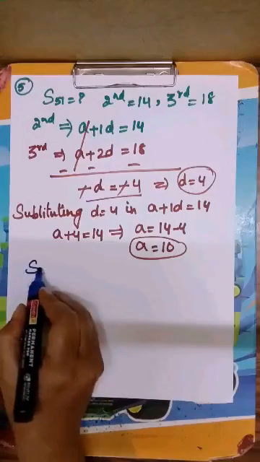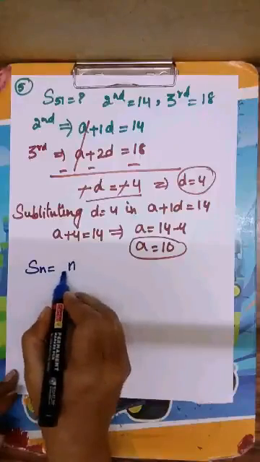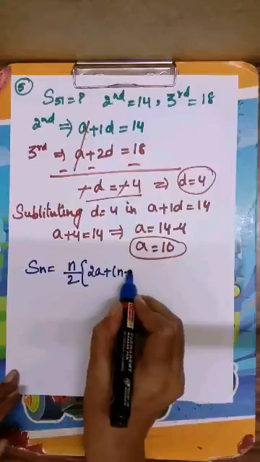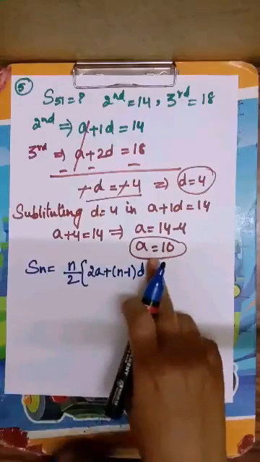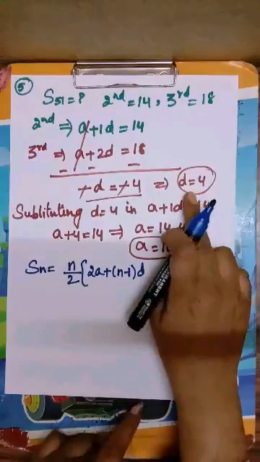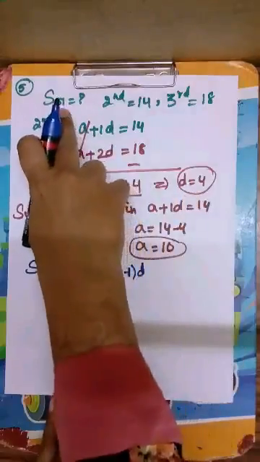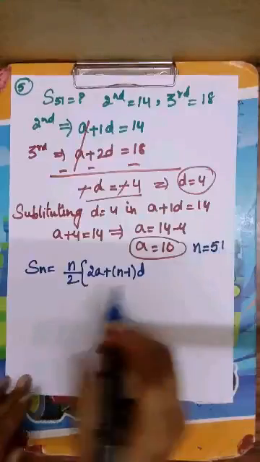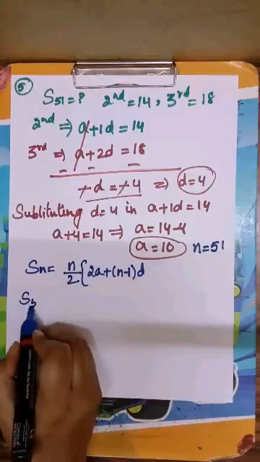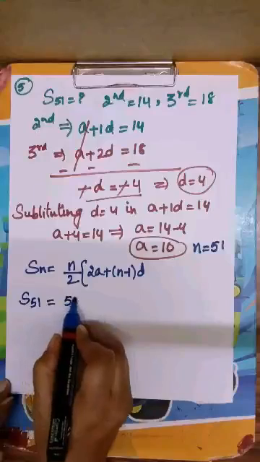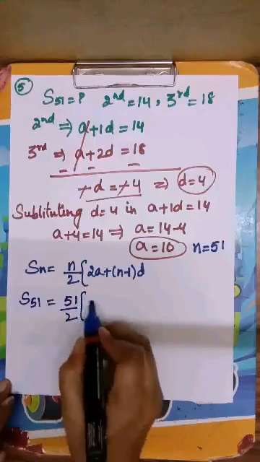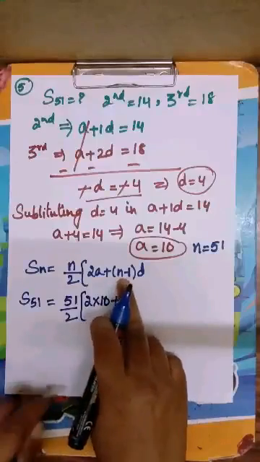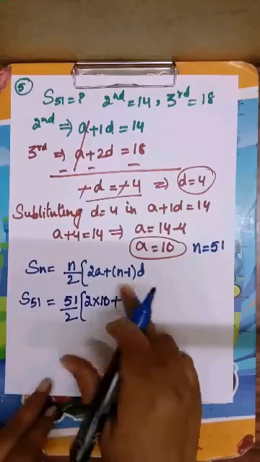First write the Sn formula. Sn is equals to n by 2 into 2A plus n minus 1 into D. We know the value of A as 10. We know the value of D as 4. And we have to find S51, so that means n is equals to 51. Start substituting. S51 is equals to 51 by 2 into 2 into 10 plus 51 minus 1 is 50.